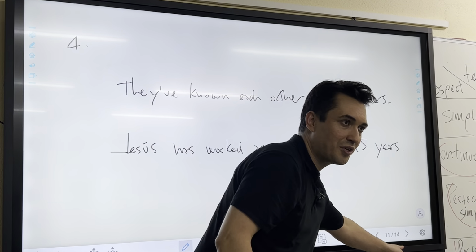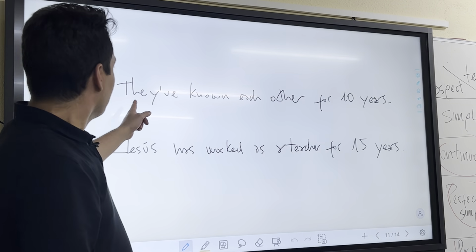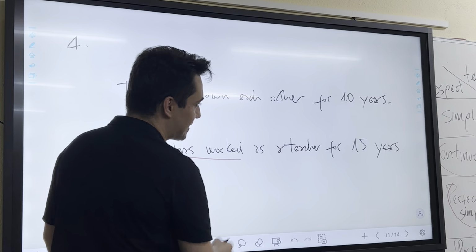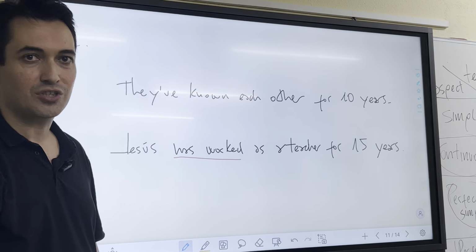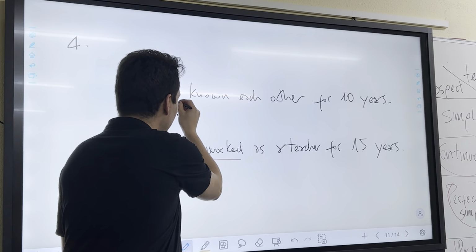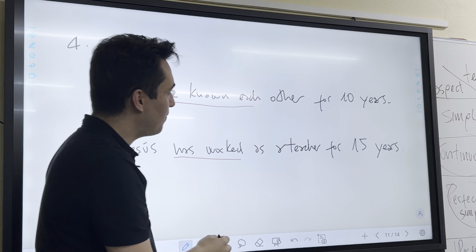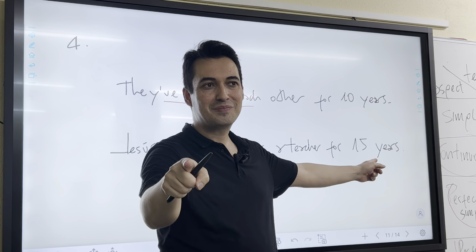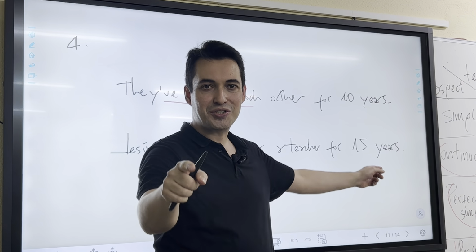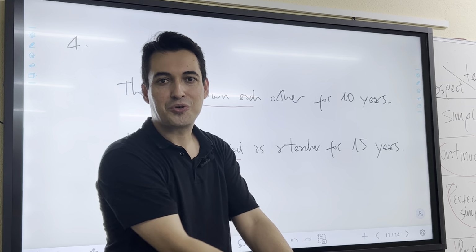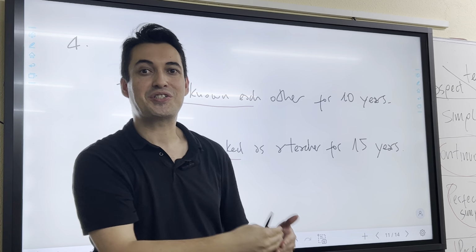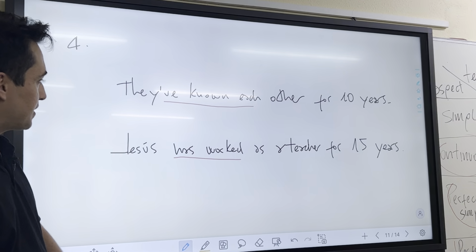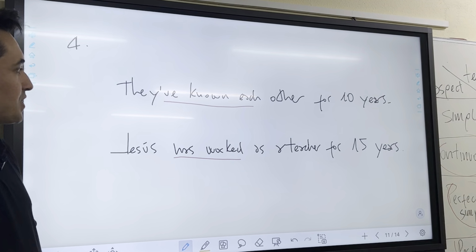Oh, 11 out of 14. We're getting close to the end. They've known each other for 10 years. Jesus has worked as a teacher for 15 years. This is true. They've known each other. Oh, this is the age. This is Martina's age. So when you were born, I just finished university and I started to work as a teacher. Anyway, they've known each other for 10 years. Jesus has worked as a teacher for 10 years.